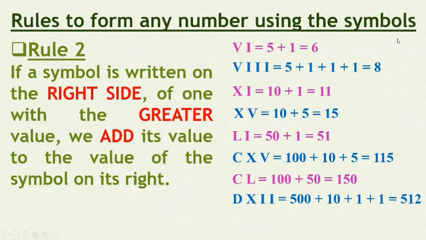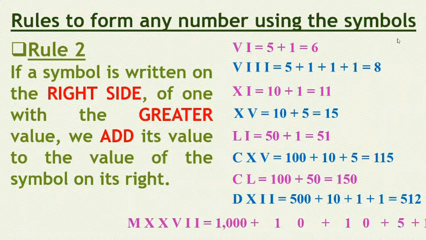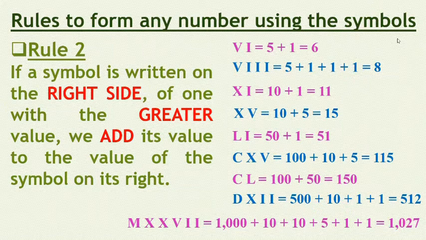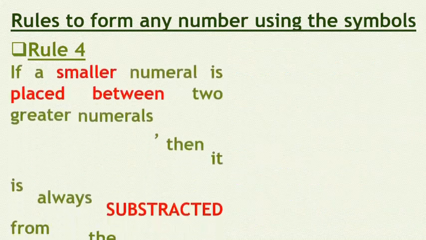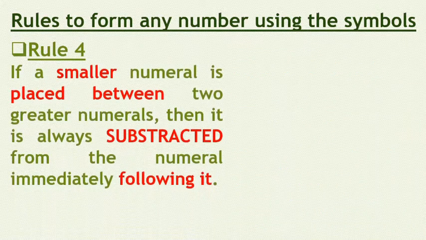DXII equals to 500 plus 10 plus 1 plus 1, which equals to 512. MXXVII equals to 1000 plus 10 plus 10 plus 5 plus 1 plus 1, which equals to 1027. Rule number 4. If a smaller numeral is placed between two greater numerals, then it is always subtracted from the numeral immediately following it.